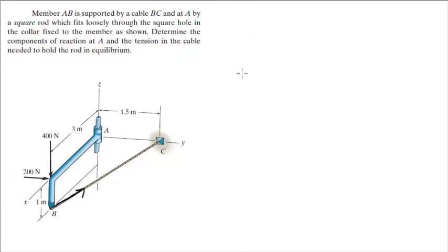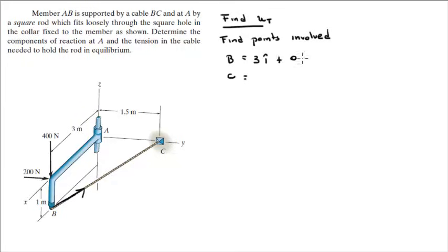So let me find it in this second page. So we're going to find UT. To find UT, first we're going to find the points involved, which are B and C. Now as you can see by the graph, B sits at 3 in the I, plus 0 in the J, minus 1 in the K. And C sits at 0 in the I, plus 1.5 in the J, plus 0 in the K.